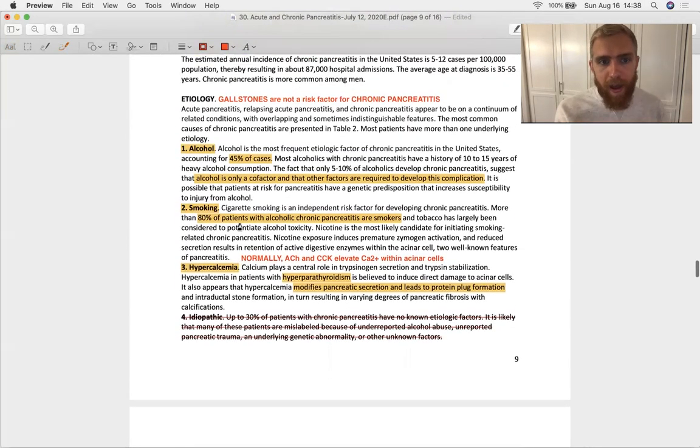The number one risk factor for chronic pancreatitis is alcohol abuse. And remember, what is alcohol going to do? It's going to induce the production of pancreatic enzymes. And then number two, the proteins that acinar cells make can clump together and cause small obstructions in the pancreatic ductwork. So alcohol is really giving you pancreatitis through two ways there. Smoking is absolutely linked to pancreatitis. 80% of patients with alcoholic chronic pancreatitis are smokers.